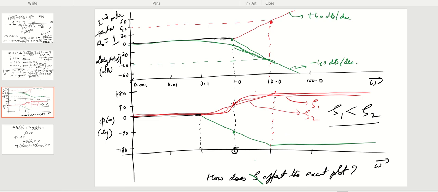this one we had drawn for zeta is equal to 0.8. But now the moment you make zeta is equal to 0.5, even though it passes through this corner frequency with a value of 0 dB, but preceding the corner frequency, just a while before the corner frequency, it must have had a peak somewhere here, isn't it? So then the exact plot would be something like this.